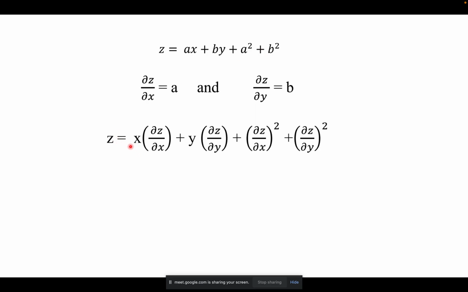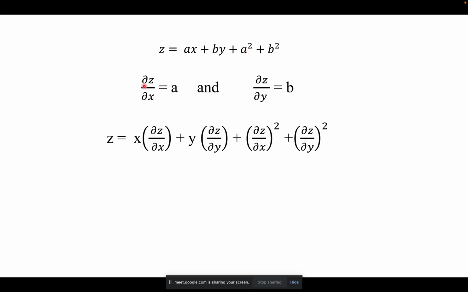So what you have is z equal to x times del z by del x, because the coefficient of x is a. Simply, you have a coefficient of y which is b, so you have y times del z by del y, which is nothing but the value of b. And again you can substitute the value of a square and the value of b square.